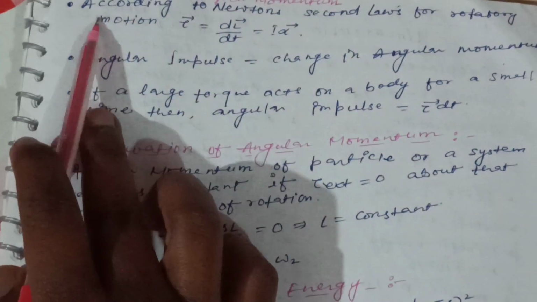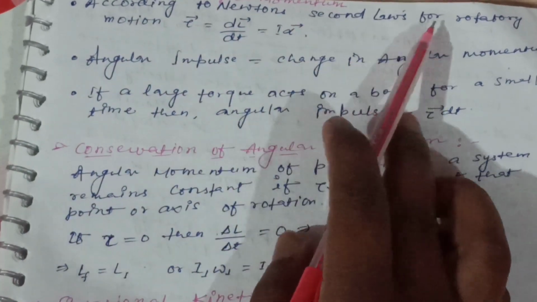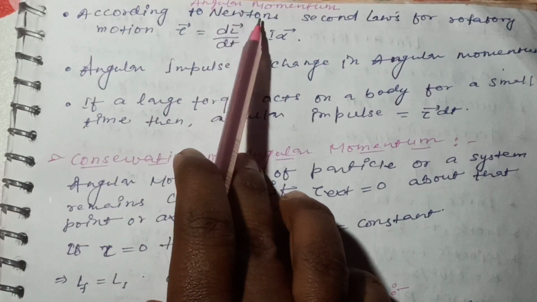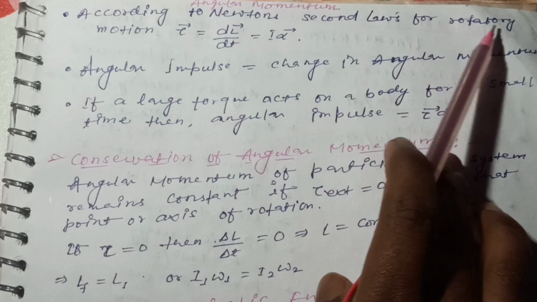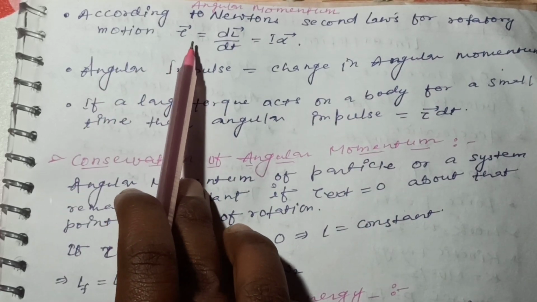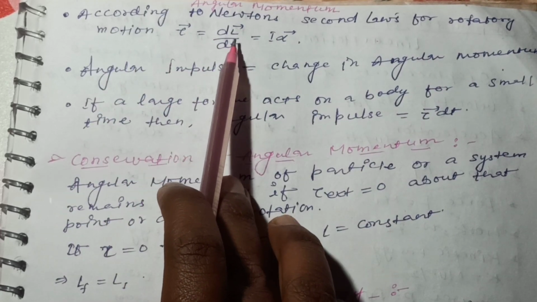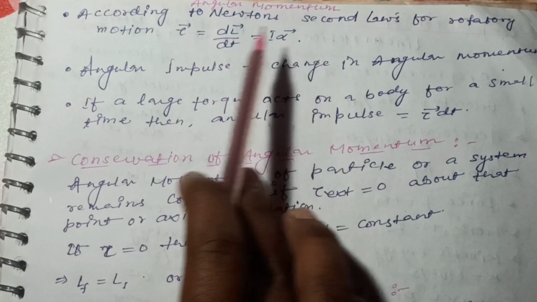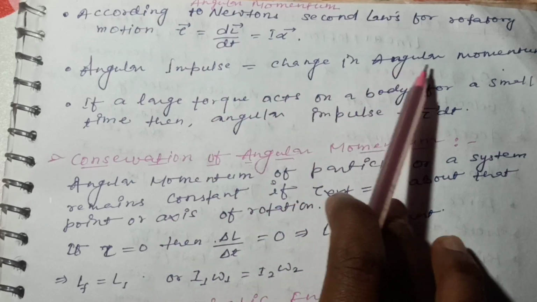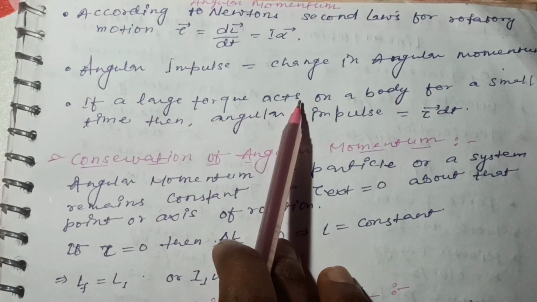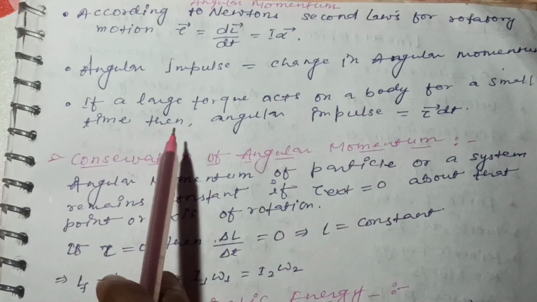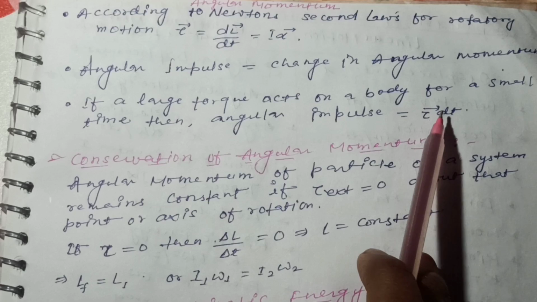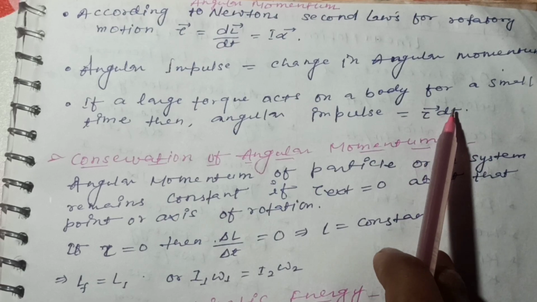In angular momentum, according to Newton's second law for rotatory motion, torque vector is equal to delta L vector upon delta t, which is equal to I alpha vector. The angular impulse is equal to the change in angular momentum. If a large torque acts on a body for a small time, then angular impulse is equal to torque vector times delta t.